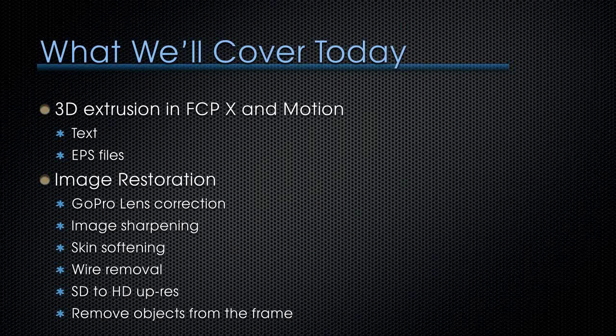What I want to cover today is 3D text extrusion in both Final Cut Pro 10 and Motion. We're going to look at extruding text, and we'll also look at extruding EPS files. Then another huge section within Continuum Complete is image restoration. I'll look at how to correct lens distortion caused by GoPro and other fisheye lenses, image sharpening, skin softening, wire removal, standard def to high def upresing, and this one just leaves my jaw on the floor. I'll show you how to remove objects from the frame.